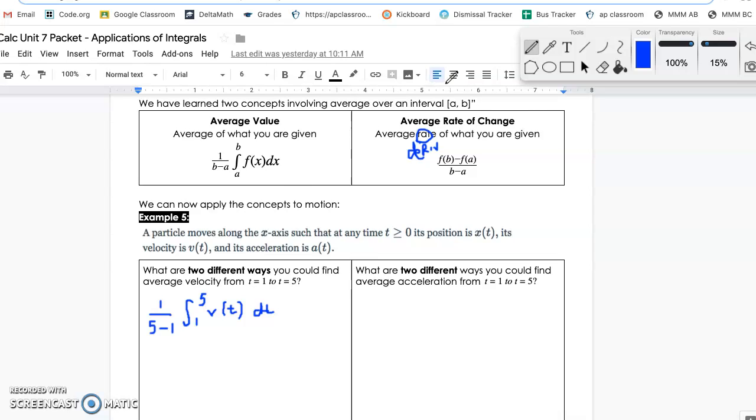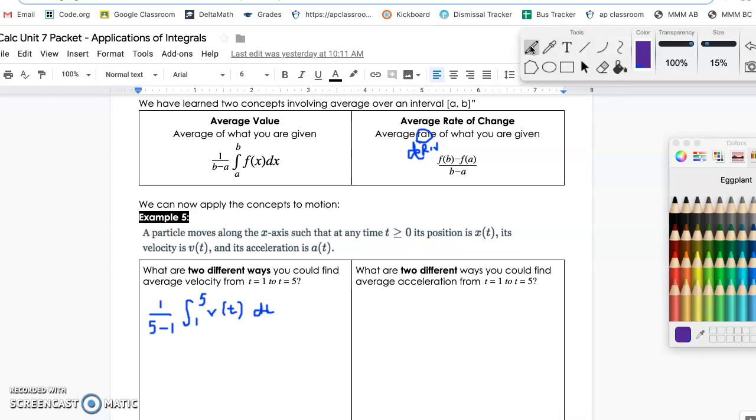The second way we can do this is the average rate of change, so the average of the derivative. I'm saying the derivative of what is velocity, and of course that's the position. The derivative of the position is velocity. So I'm going to say x of 5 minus x of 1, over 5 minus 1. So these are both the same thing, and you'll get the same answer for both of those.